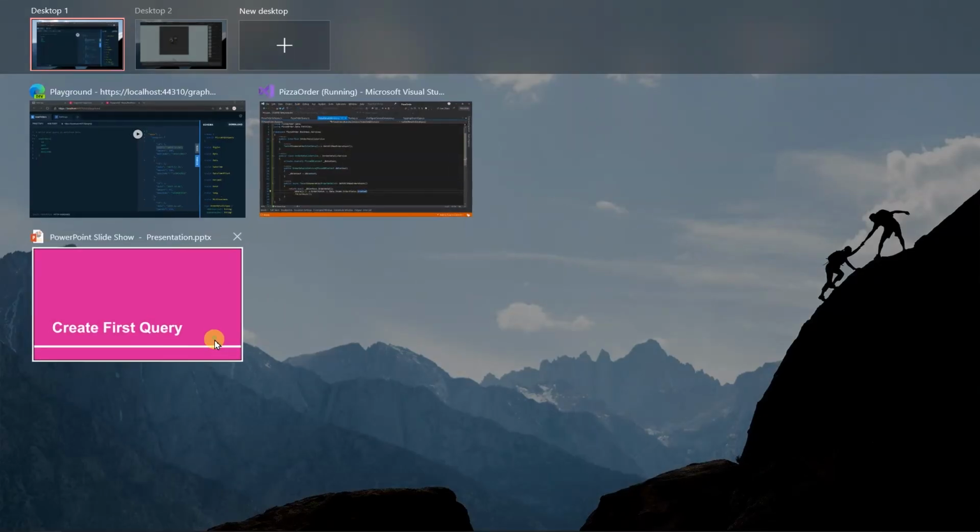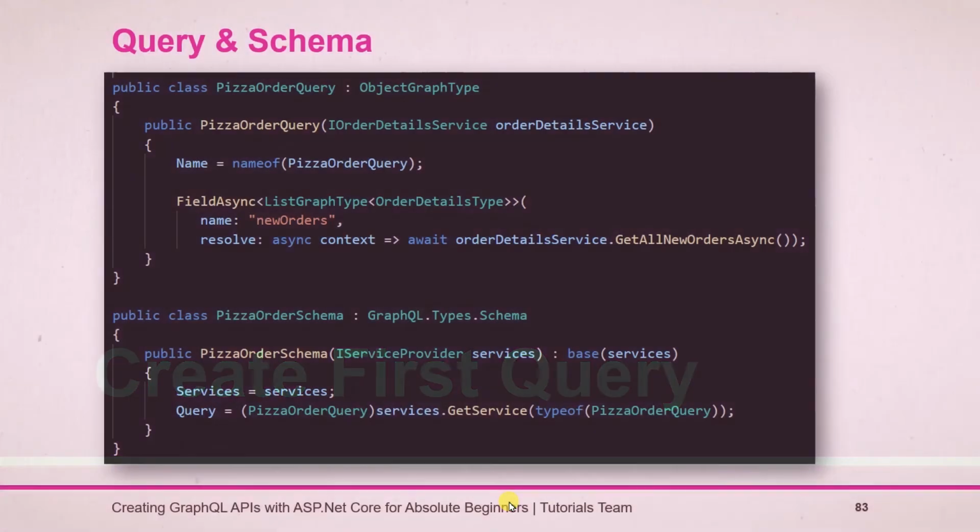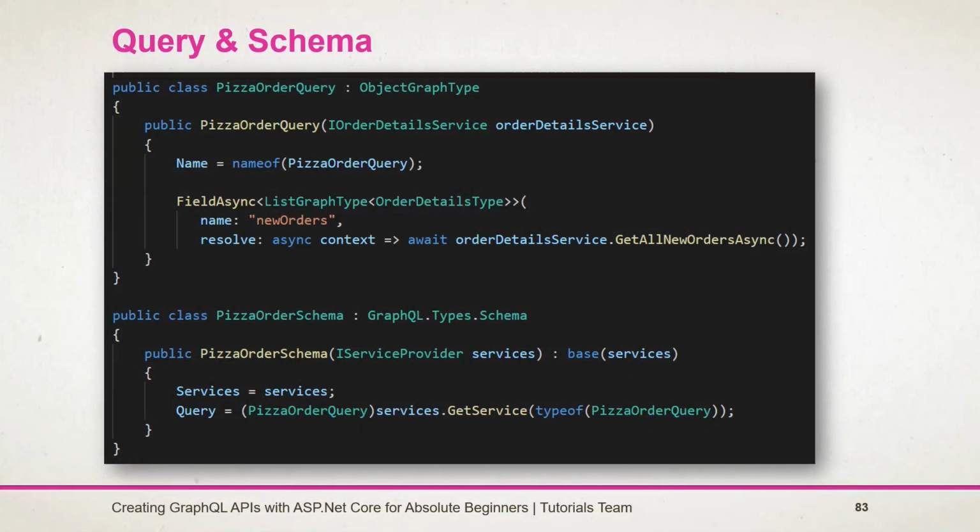Let's see what we have learned in this session. Here we have created a class that represents the query. It inherited from the ObjectGraphType. Using the FieldAsync, we have specified the return type in a generic type parameter and the query name and resolve function in its parameters. After this, we have created a schema. It inherits from the GraphQL.Types.Schema, injects the service provider and passes it to the base class. After this, obtain the PizzaOrderQuery and set it into the Query property.